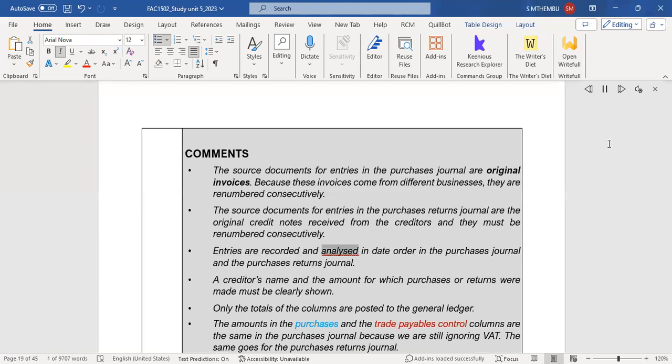Entries are recorded and analyzed in date order in the Purchases Journal and the Purchases Returns Journal. A creditor's name and the amount for which purchases or returns were made must be clearly shown. Only the totals of the columns are posted to the general ledger. The amounts in the purchases and the trade payables control columns are the same in the Purchases Journal because we are still ignoring VAT. The same goes for the Purchases Returns Journal.